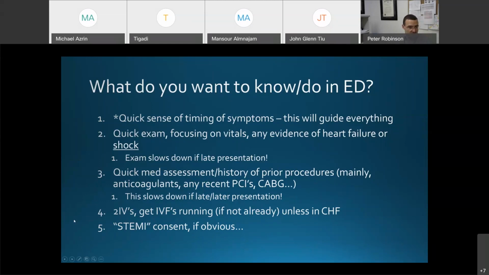They're going to get 2 IVs, and get IV fluids running if they're not in heart failure, okay? For you guys, logistically, you want to focus on getting a STEMI consent signed, obviously, if they're able to do so, and we can talk if it's an obvious one. And at some point, we should talk about what that really entails. It's not a prolonged consent process.